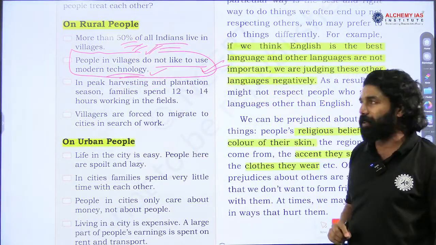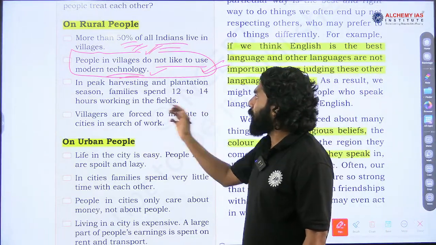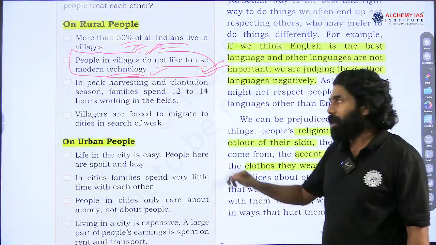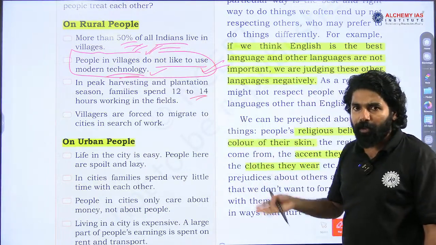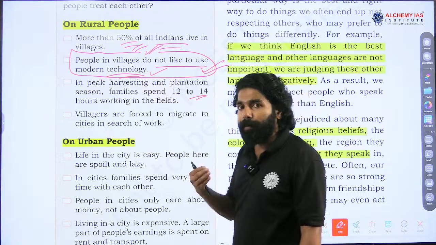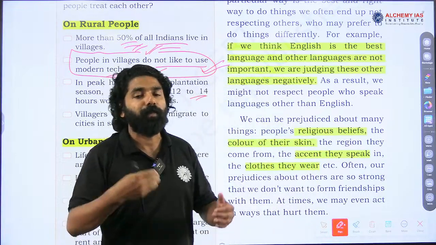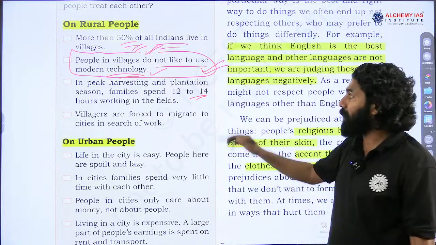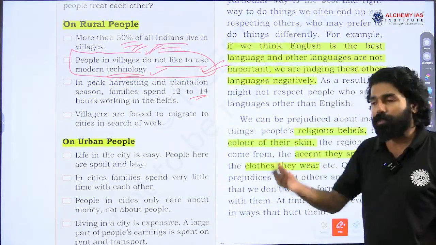So this is an example of how we may have prejudices towards people residing in rural areas. Next: in peak harvesting and plantation season, the family spends 12 to 14 hours working in the field. This may also not be true. We have to analyze it through reports and research; only then can we say that people in rural areas are engaged in agricultural activity most of the time.